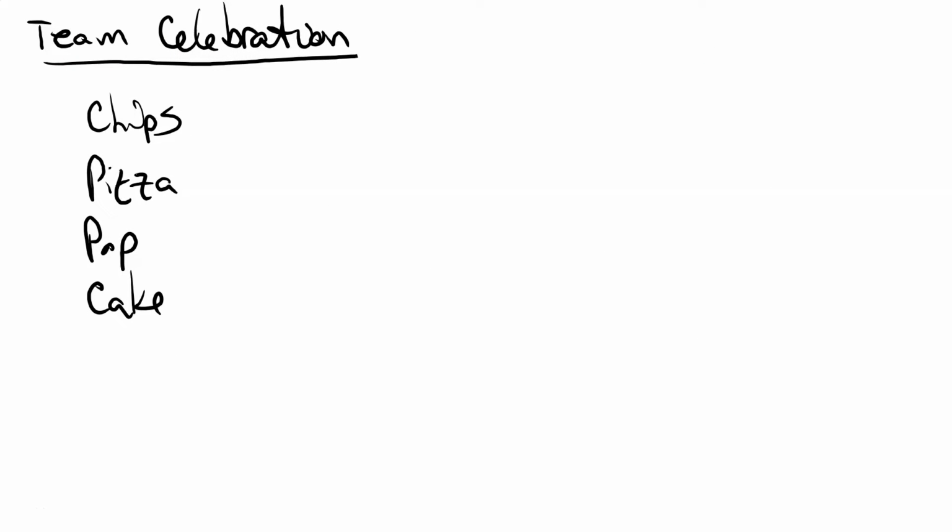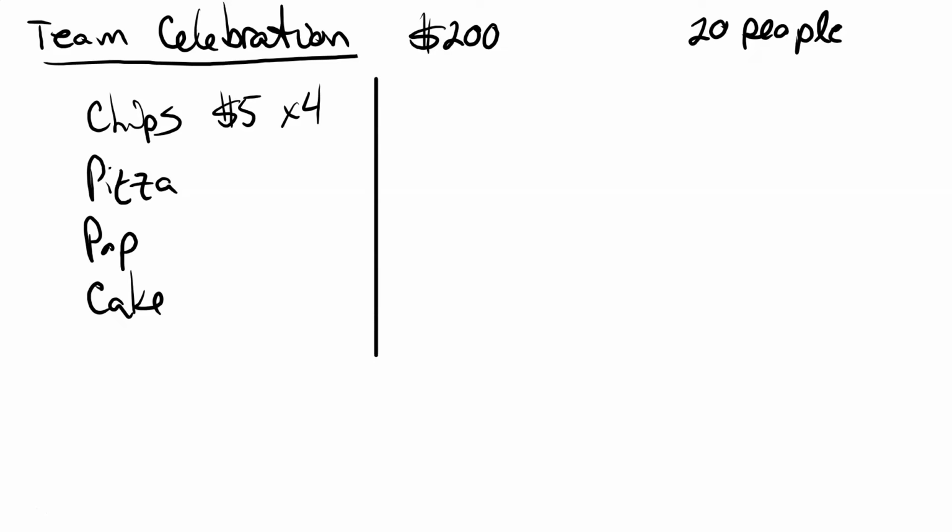Okay, let's assume we're planning our team celebration and we've got a budget of $200. And let's assume there are 20 people on the team that we need to look after for the party. So chips, let's assume each bag of chips is maybe $5, and maybe we need 4 of those, so that'll give us a total of $20 for chips.